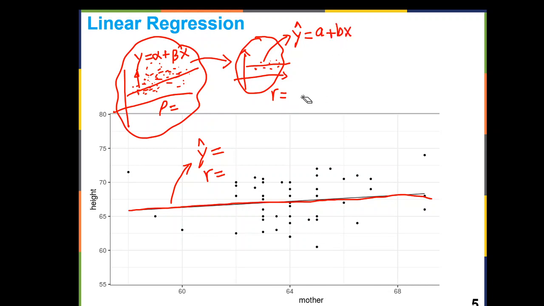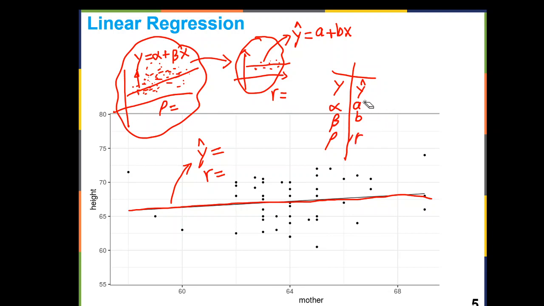Okay? So there were several parameters here. Remember parameters and statistics? So the parameters are alpha, beta, and rho. We have no idea what these parameters are in the population. What we do is take a sample, and from the sample we find y hat, a, b, and r.